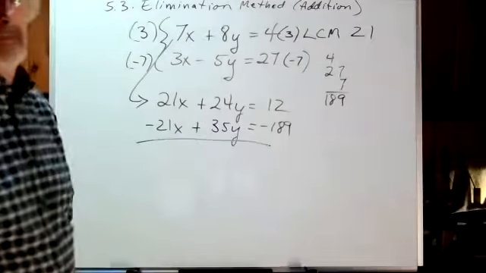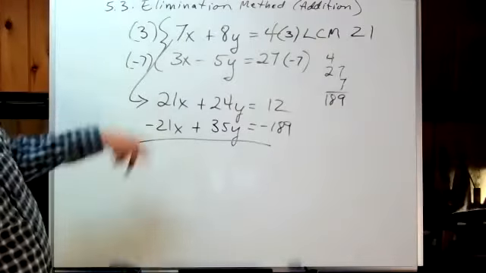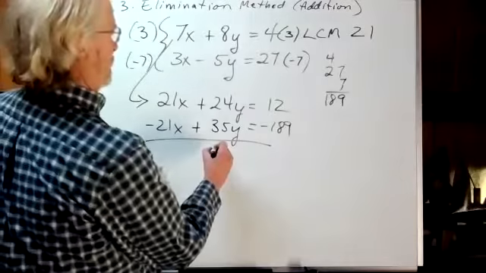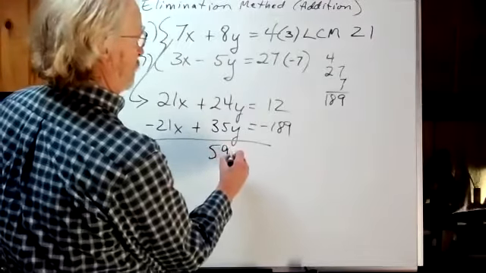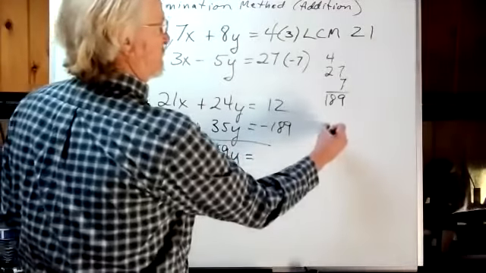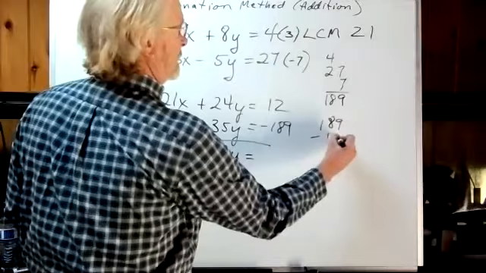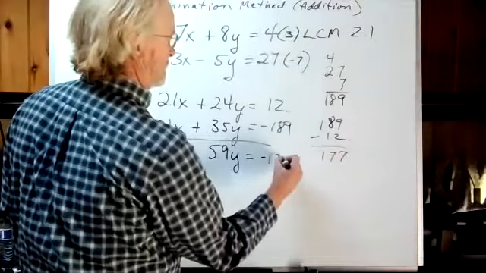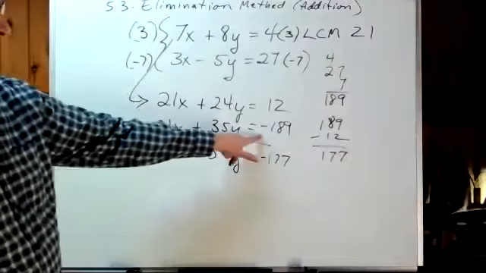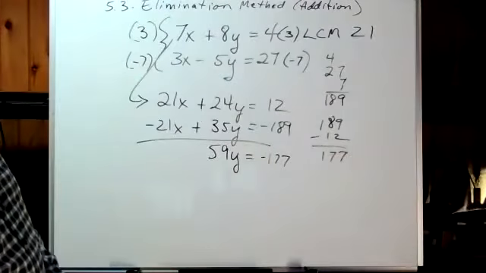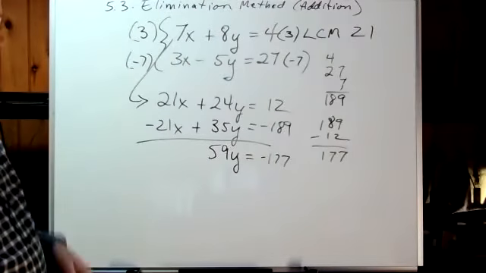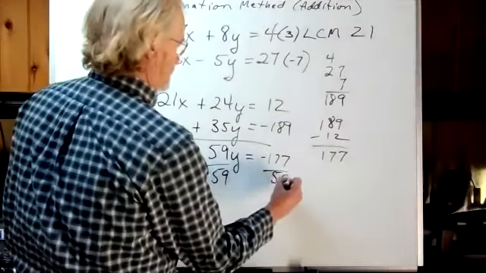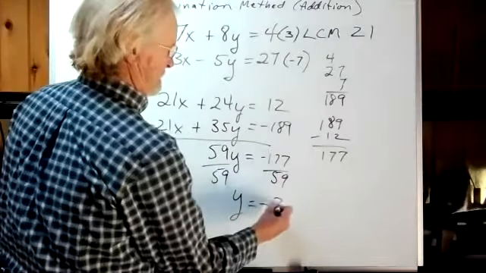All right, now I'm ready. The x's cancel themselves out. I've eliminated the x's. But here I'm going to get what? 59y equals 189 minus 12 is 177, negative. Bigger negative number, right? All right, divide by 59. Do that in your calculator, but it's -3.